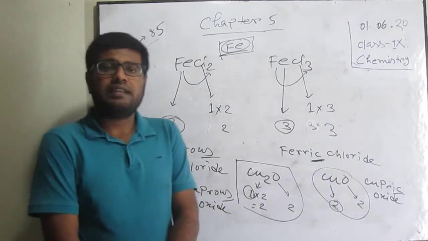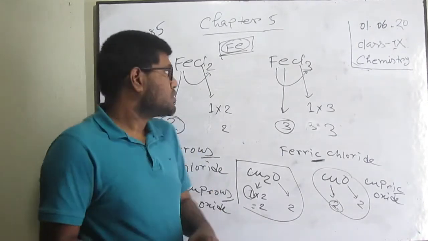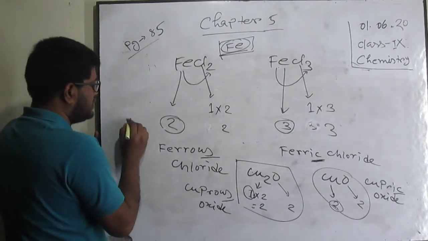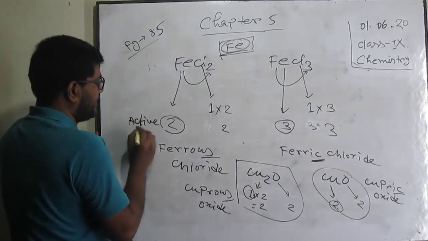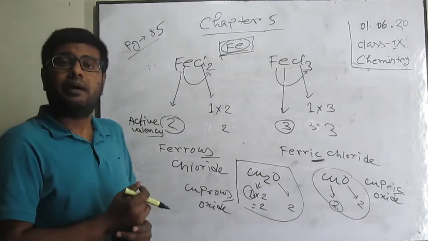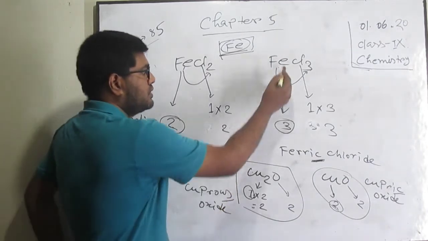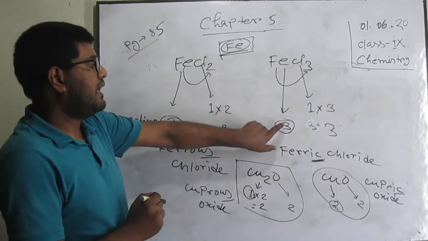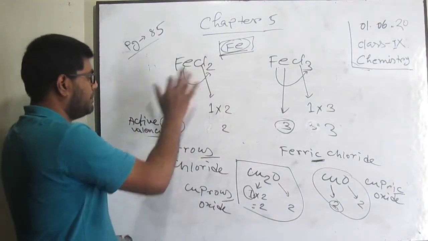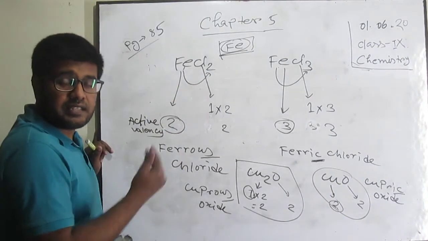And we should also memorize what latent valency is. Suppose for this compound the active valency of iron is 2, but the highest valency of iron is 3. So for this compound the active valency of iron is 2, but we know its highest valency is 3.